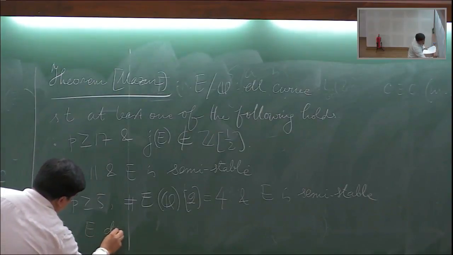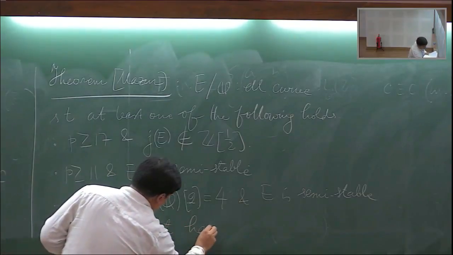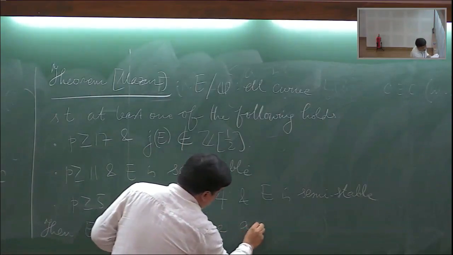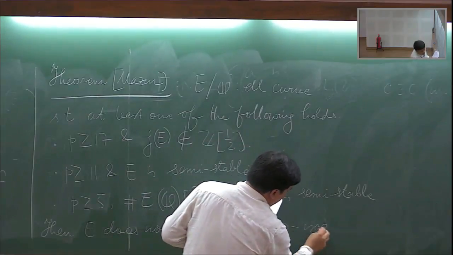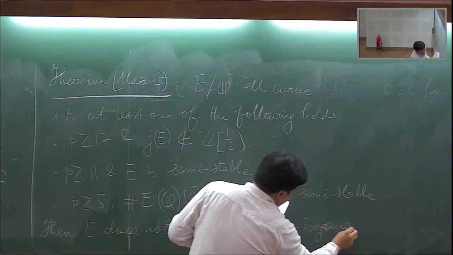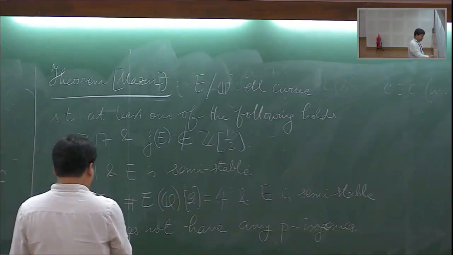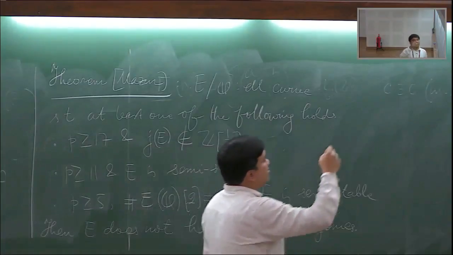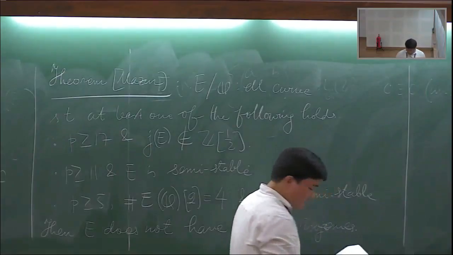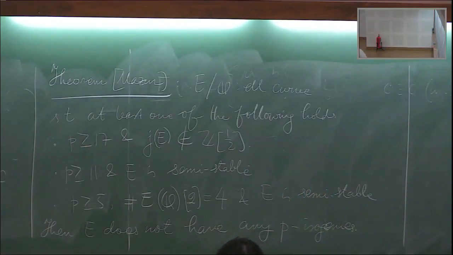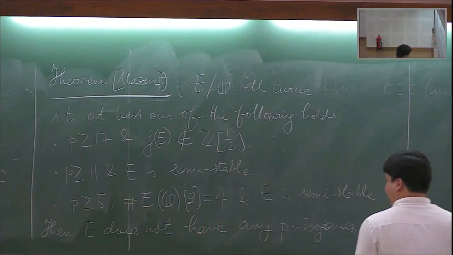E does not have any P isogenies. So the mod P reduction of the Galois representation that is associated to the P-torsion module of the elliptic curve is irreducible. That's what it says. Okay, so now let's try to prove Fermat's last theorem.